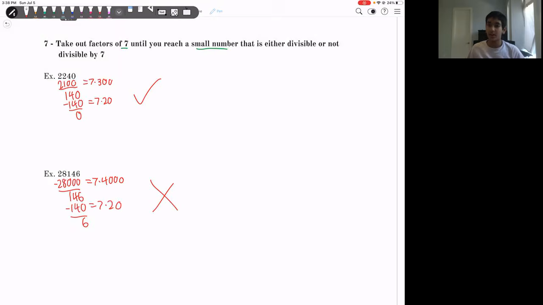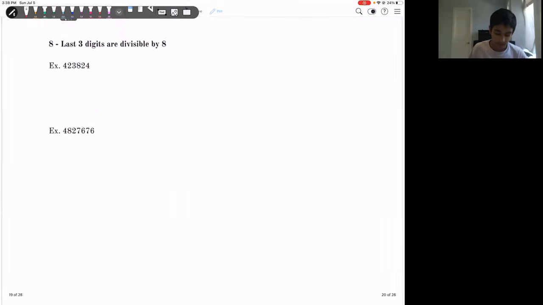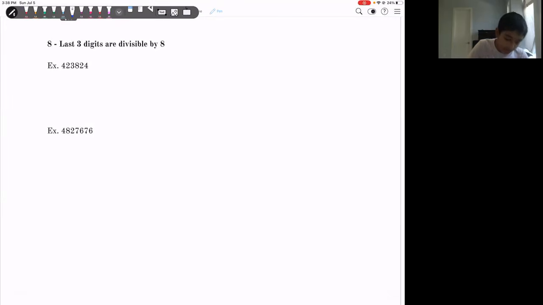Okay, so now let's move on to the next divisibility trick here, 8. In order for it to be divisible by 8, the last 3 digits have to be divisible by 8. So in this number over here, ignore 423 and look at 824. Now we can use the same trick that we used for 7 because we've already narrowed down. We don't really care about 423 anymore. But now we still have to figure out whether 824 is divisible by 8 or not.